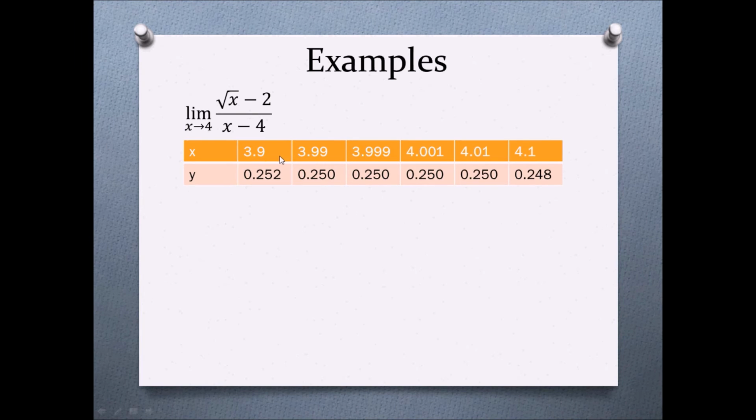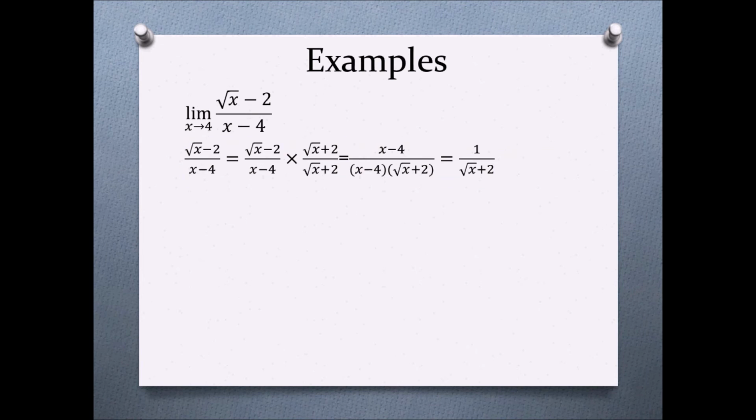What's our estimation? You can see as x approaches 4 from both sides, the y value seems to be approaching 0.250. So we can assume that our limit as x approaches 4 is about a quarter. So how can you calculate it?